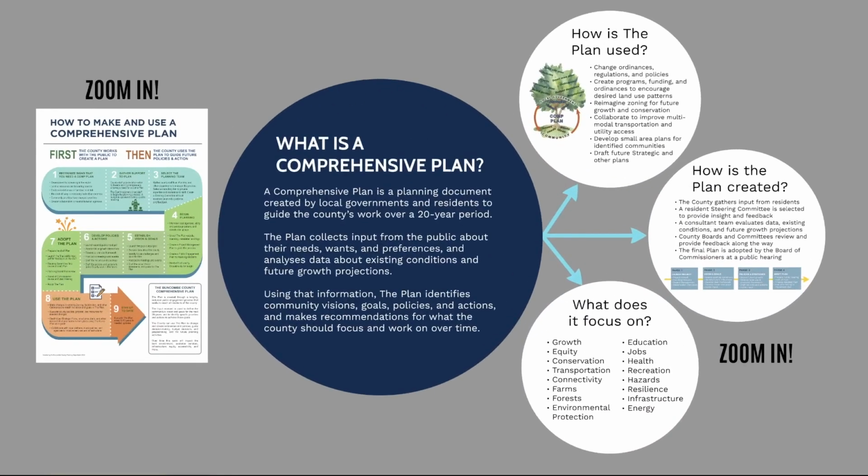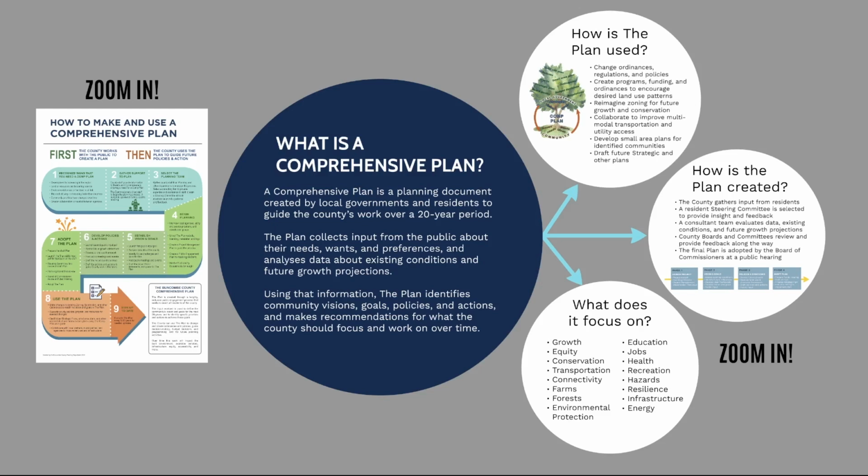Station 1. What is a comprehensive plan? A comprehensive plan is a document created by the local government and residents to guide the county's work over a 20-year period. The plan collects input from the public about their needs, wants, and preferences and analyzes that data about the existing conditions and future growth projects. Using that information, the plan identifies the community's vision and goals for the future and prioritizes the strategies and actions for the county to focus and work on to achieve the goals.